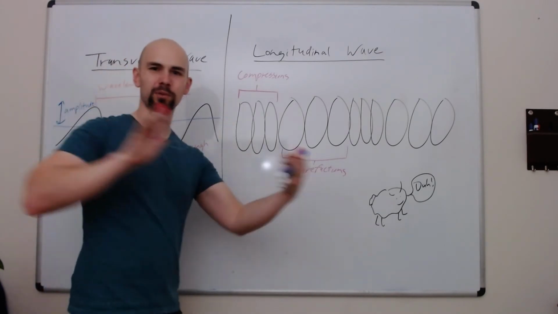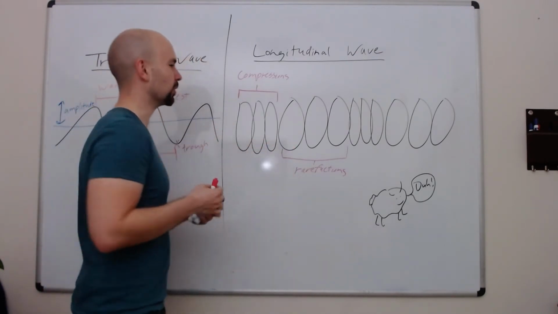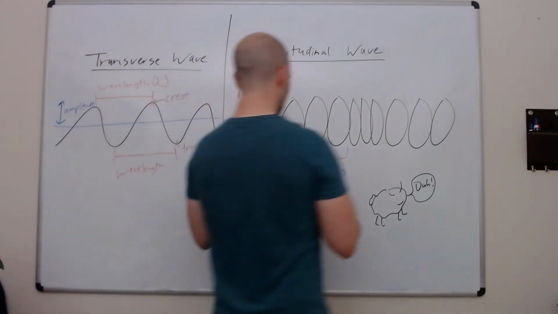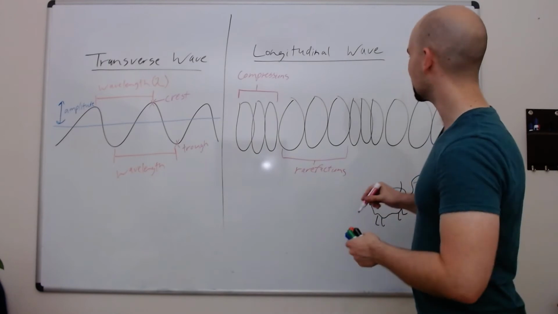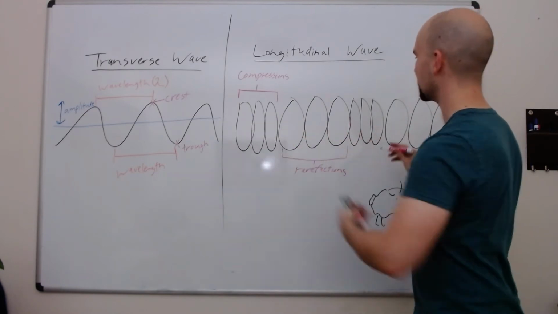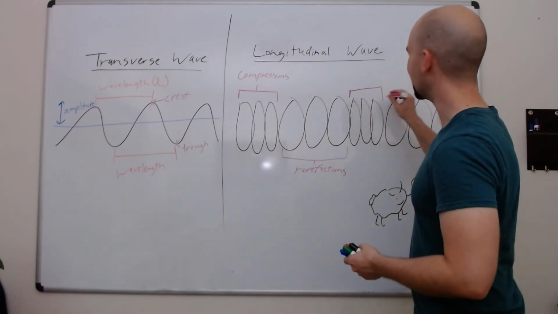Compressions make sense. You compress something, you're pushing it in, you're making it more compact. So we have a group of compressions packed in a section of the wave, and a rarefaction, a spread out section. It's kind of like playing an accordion.